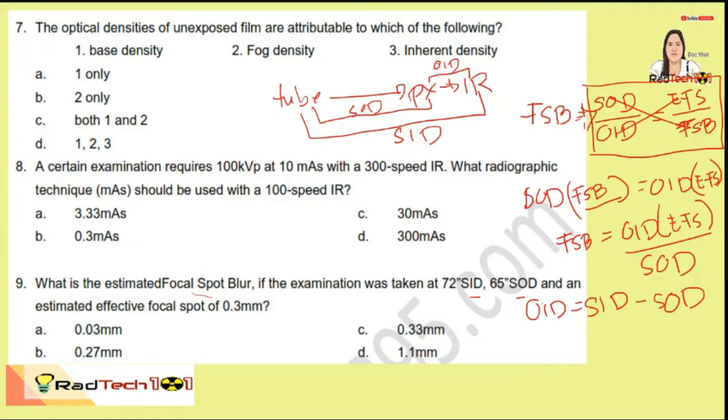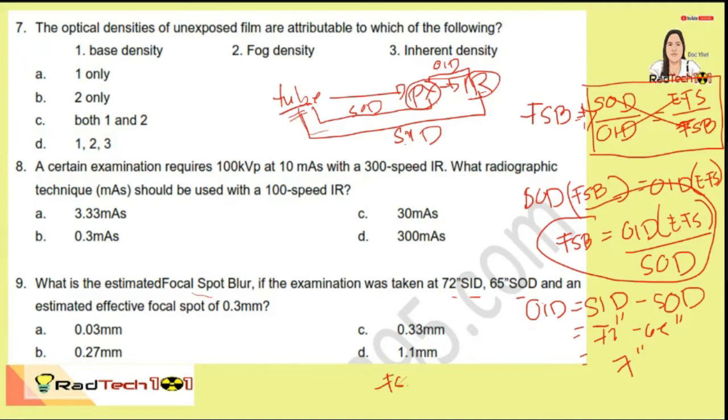SOD is source to object distance, so the object is the patient. SID is the source of x-rays to the image receptor distance, so I, image receptor distance, or yung ating cassette with film. The OID is the object to the image receptor distance. So para makuha natin yung OID, subtract lang yung SOD sa SID. So in this case, ang SID natin is 72 inches minus 65 inches, that is 7 inches. So we can now substitute the formula here. So FSB is equal to yung OID natin is 7. And then we have the effective focal spot, which is 0.3 millimeters.